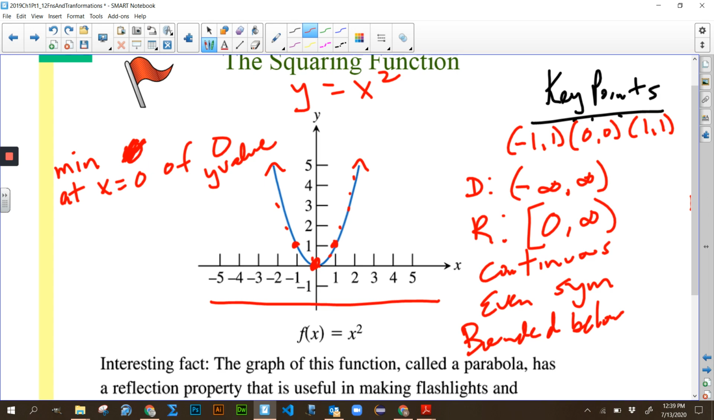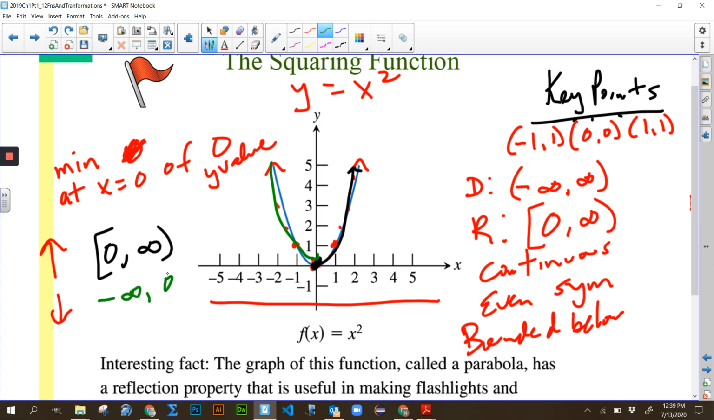Increasing and decreasing. So we'll do our increasing piece first. Our increasing piece starts from 0 and continues on. And again, it's an interval. So it's going to start from 0 and go to infinity. We'll include the endpoints. Decreasing is going to be this side of the graph. So again, negative infinity to 0, not including negative infinity, including 0.